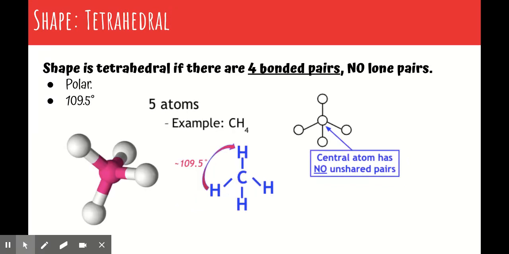So the next one over would be tetrahedral. So we're adding another atom in this one. We have 5 total atoms. We have 4 bonded pairs, so like 4 legs coming off of it, if you want to call it that, and no lone pairs. So the steric number would be 4. There are 0 lone pairs. This one is also polar because of its shape, but you're going to get a 109.5 degree angle between each of the bonded pairs.